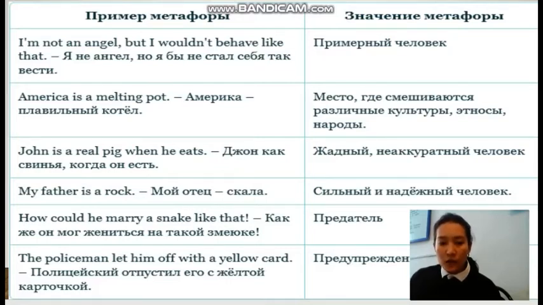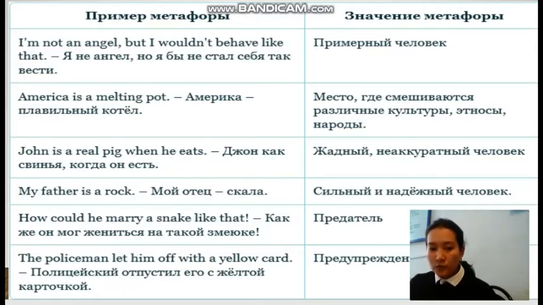Дальше. "John is a real pig when he eats." Джон как свинья, когда он ест. Тут метафора a real pig, как свинья. То есть метафора в перенесении: жадный, неаккуратный человек. "My father is a rock." Мой отец скала. Тут метафора в этом предложении — это скала. Скала, значит, это перенесение: сильный и надежный человек, которому можно довериться и никогда не отчаяться.